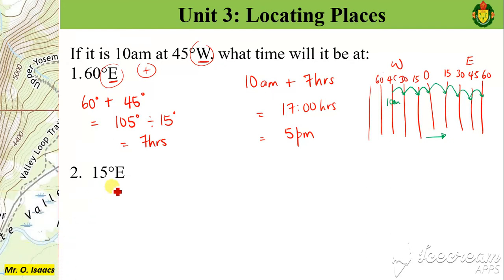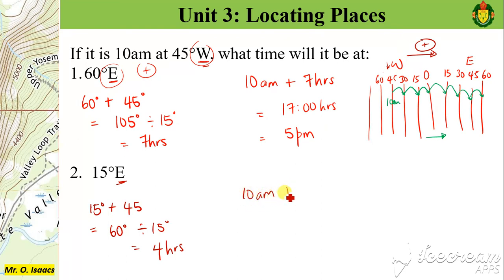Let's look at the next example there, 15 degrees east. So we see that again we have two different hemispheres. So we're going to have 15 plus 45, and we are left with 60 degrees. So we divide that now by 15, and we're left with 4 hours. Again, we're going towards the east because it's 15 degrees east there. We're starting from 45. And we're going towards the east, so we're going to add time again. So it would be 10 a.m. plus 4 hours. So we're left with 14 hours, and that would be equivalent to 2 p.m.